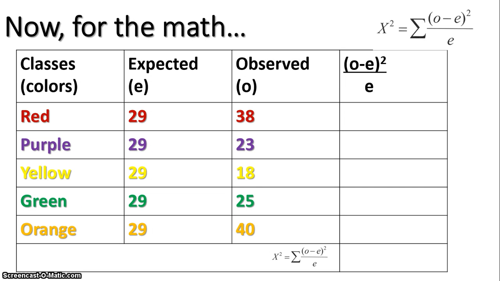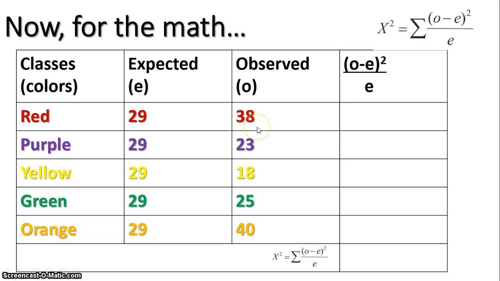Okay, now that we have that done, we need to do the math so that we can find our chi-squared and figure out if our distribution is due to chance or if our numbers really aren't equal inside of the bag. I have my expected numbers over here, and all of them are the same because remember, our null hypothesis is that they were equally distributed. So I have 29 of each color.